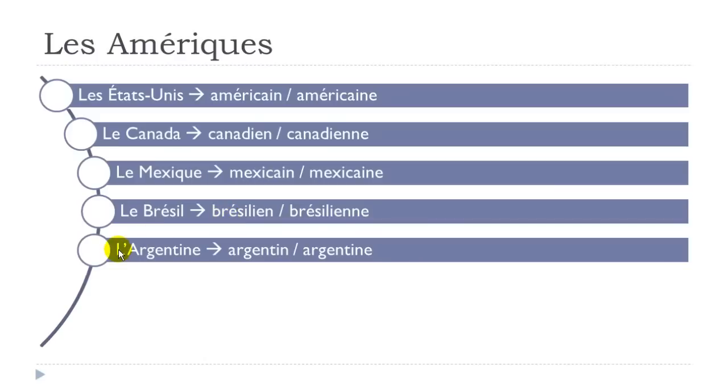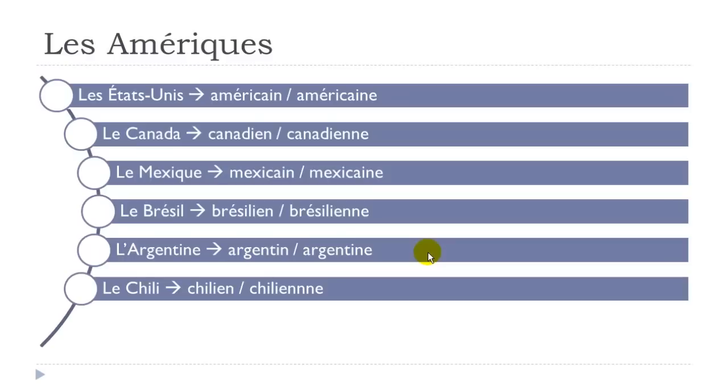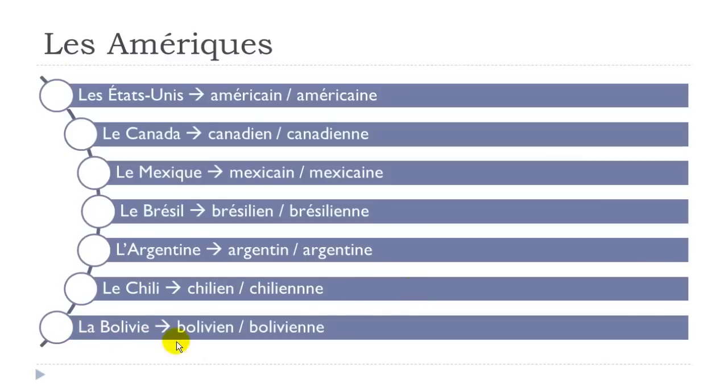Okay. And then l'Argentine, argentin, in gives you this un sound, argentin, okay, and then argentine. If you look carefully, basically the feminine form is the same as the name of the country. Okay. Le Chili, chilien, chilienne. Okay, and then la Bolivie, bolivien, and then feminine form, bolivienne.